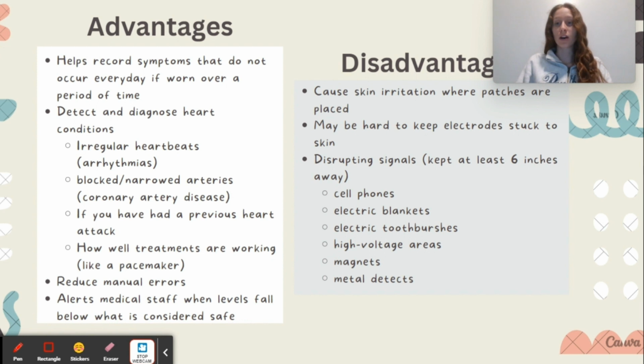And the signals can also be disrupted through things like the cell phone, electrical blankets, electrical toothbrushes, high voltage areas, magnets, metal detectors, and other devices that have signals that could potentially block it. And it is recommended to keep these at least 6 inches away if you can avoid them.